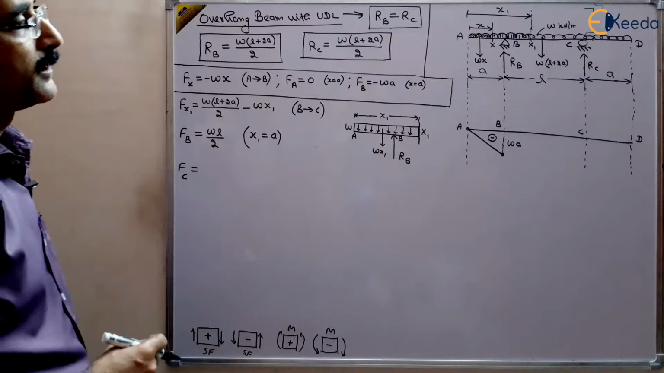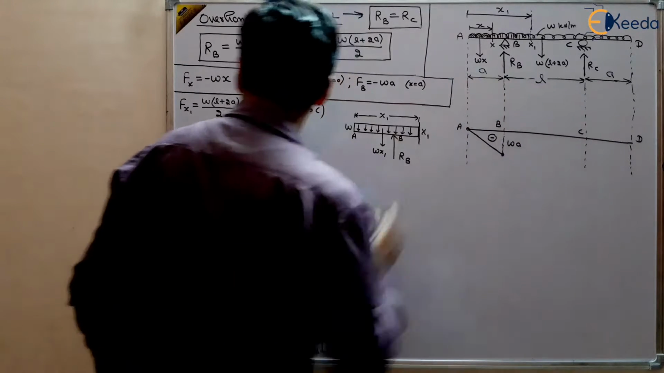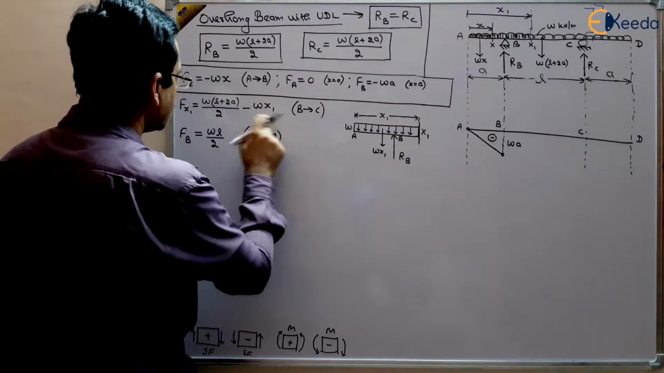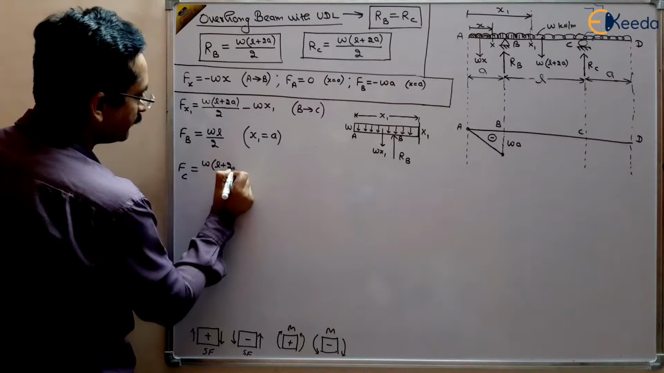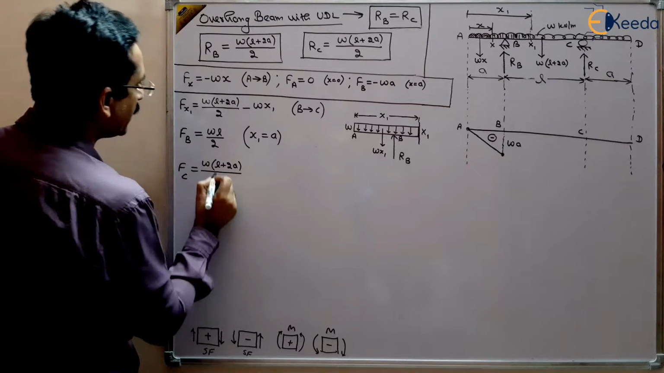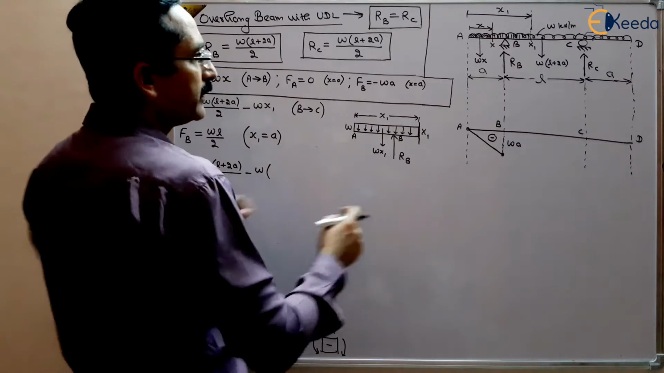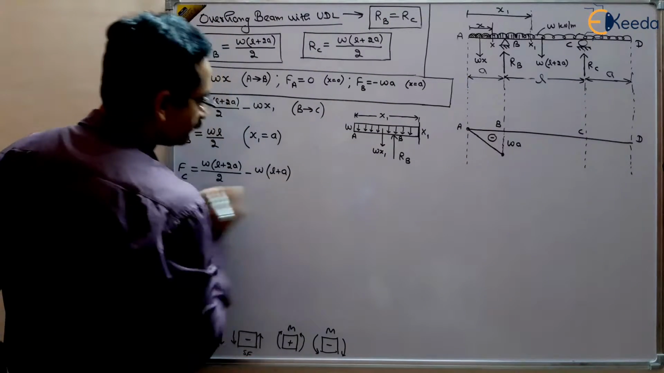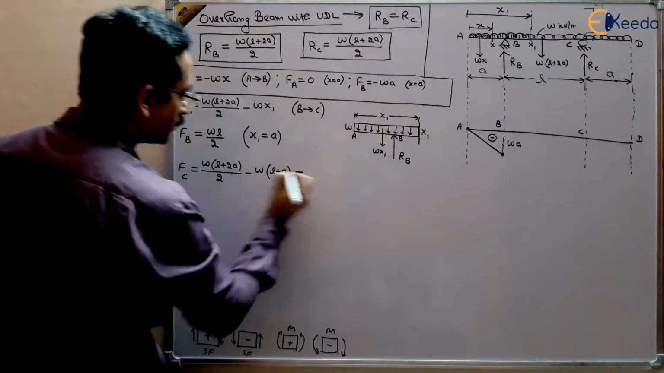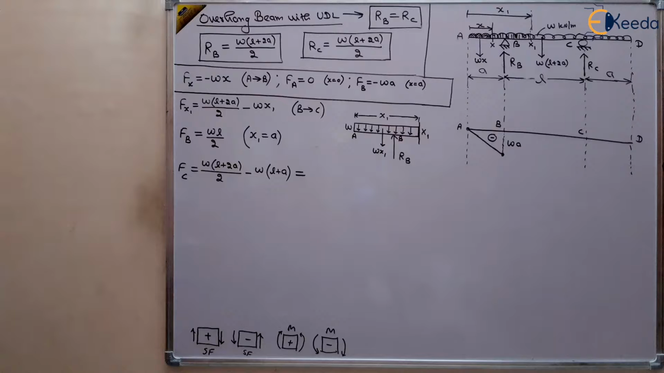So about FC, the distance becomes L plus A. Put the value L plus A here. You will get W(L plus 2A) divided by 2 minus W. Thus at C point, the distance becomes L plus A. Solve it, and you will get the value of FC.